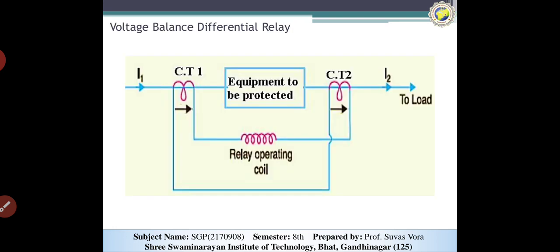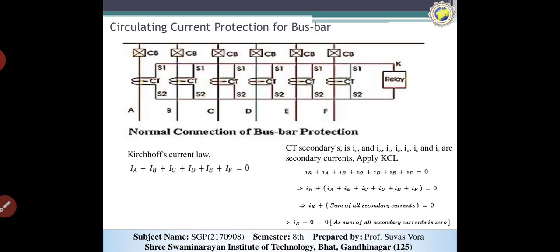So if I apply the voltage balance differential protection, the same principle can be applied to the current differential protection system. We only change the directions of the secondary side CTs, and you can see the relay coil or operating coil is connected with the pilot wire. Then we can look at the circulating current protection for the bus bar system.